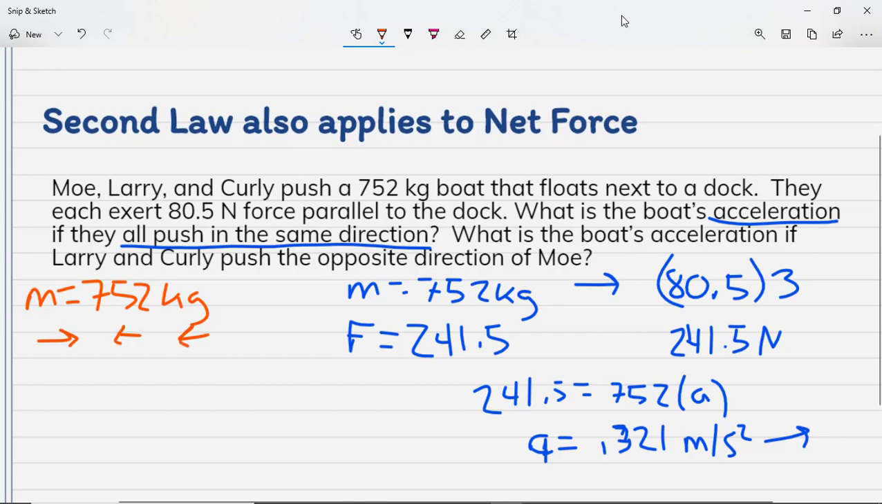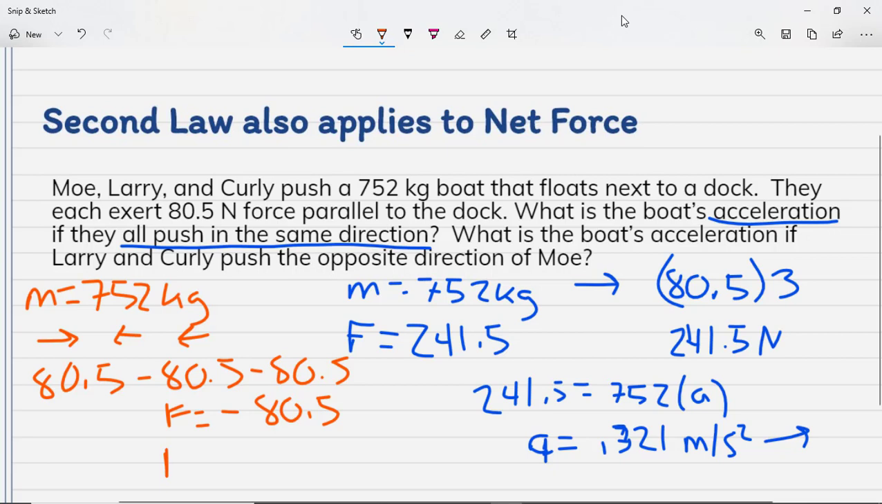So rather than adding all of our forces together, we're actually going to take our first force, Mo's, but we're going to subtract the force of Larry and Curly because they're pushing in the opposite direction. Remember that force is a function of vectors. So what we get is a total net force of negative 80.5. And we can plug that into F equals ma.